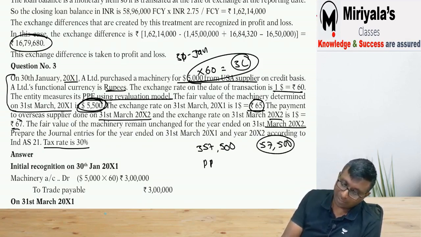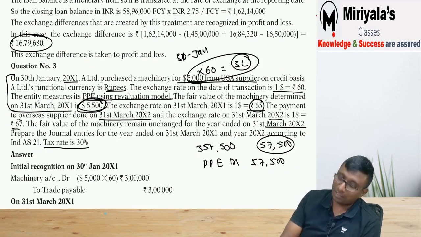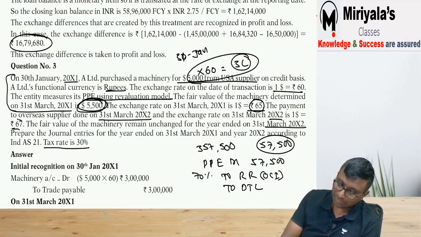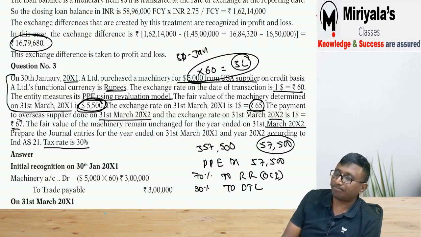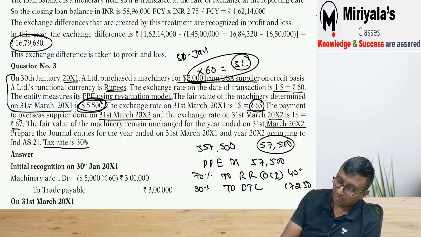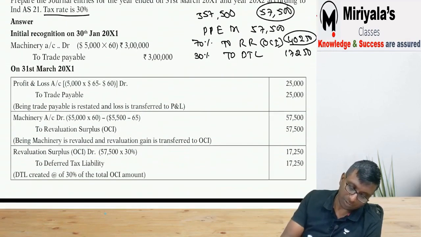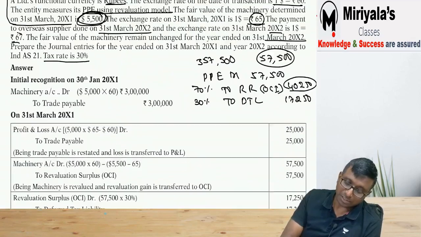Normally, what entry to make? PPE account debit. Debit what? 57,500 to be added, to RR, revaluation reserve, that is OCI, and DTL also to be made. This is 70%, this is 30%. In one shot it happens. That's all. Understood? How much is this RR? Which number? You are telling tax, tell the tax, how much? 17,250. Okay. And the 40,250 is this number. That's all you must have done. Correct? Right.